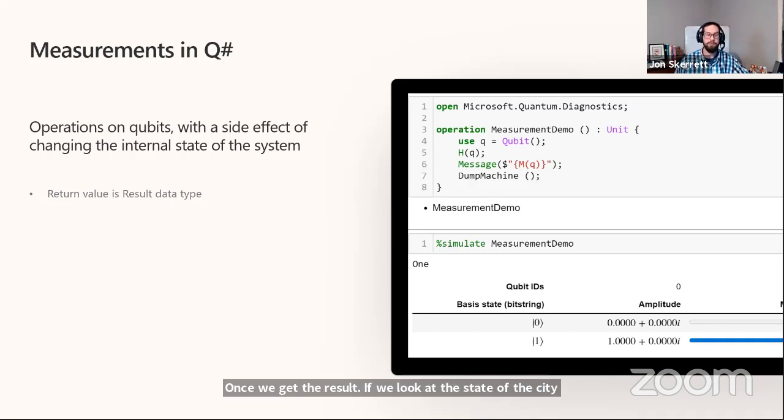Once we get the result, if we look at the state of the system afterwards, it's not going to give us a superposition state any longer. It's going to give us the measurement result. In this case, it was measured to 1. And the state of the system is going to change to 1, which you see here in the image.